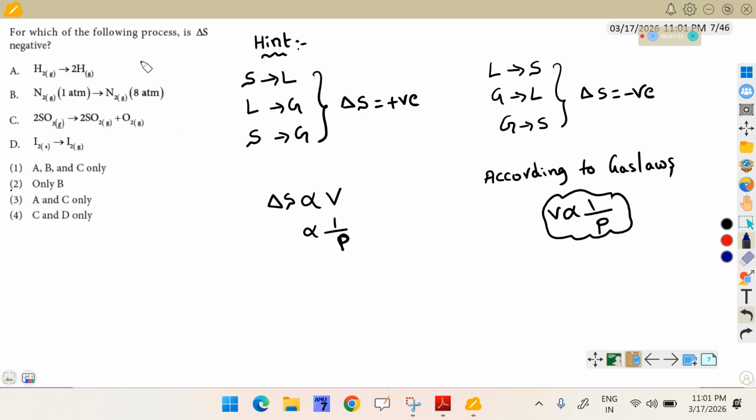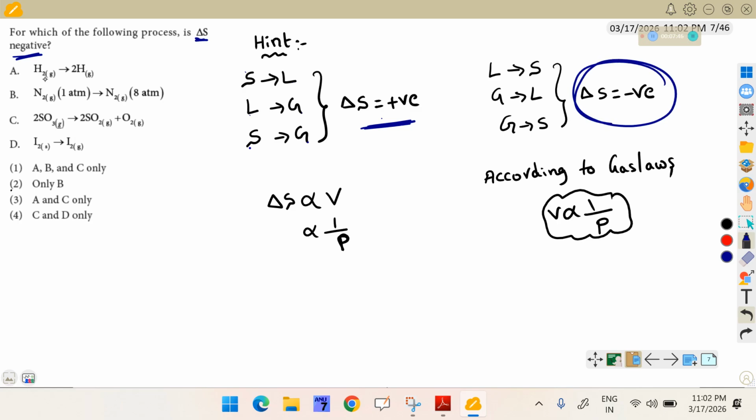The next question is, in which of the following processes is the delta S value negative? First of all, a hint: if a solid reactant is converted to a liquid product, or a liquid reactant is converted to a gaseous product, or a solid reactant is converted to a gaseous product, the value of delta S is positive. If liquids are converted to solids, or gases are converted to liquids or solids, then the value of delta S is negative.